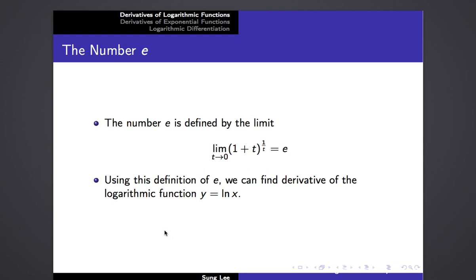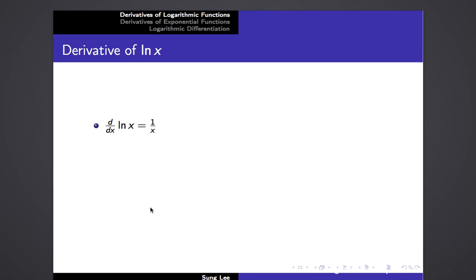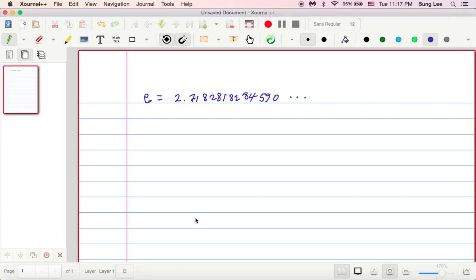Okay, so using this definition of the number e, we can find the derivative of the logarithmic function y equals ln of x. It turns out that the derivative of ln of x is given by 1 over x. So how do we know? To see that, let's go back to my notepad.